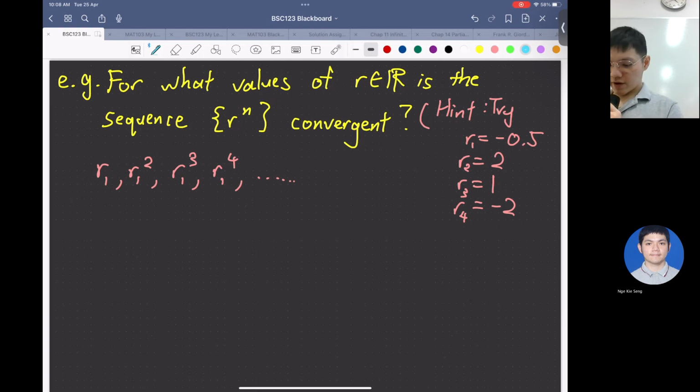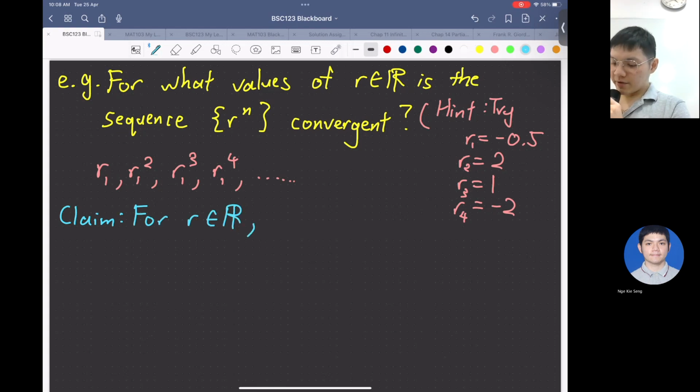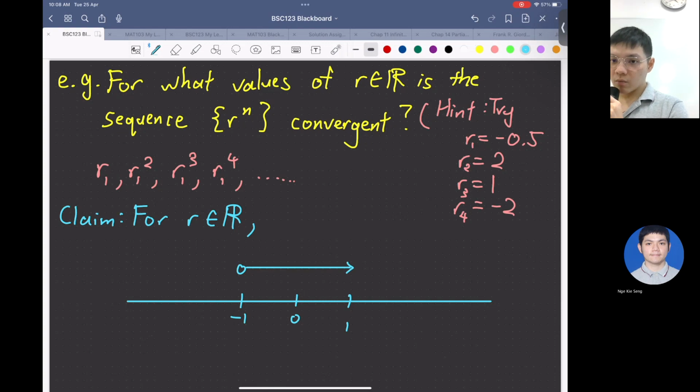Okay, have you tried? Okay, so we have a claim here. Let's see whether my claim and your experiment agree or not. My claim is, if we consider every number in the reals, when does the sequence converge? It will converge only for r between -1 and 1, not including -1. So for r greater than 1, it diverges. Less than or equal to -1, it diverges.